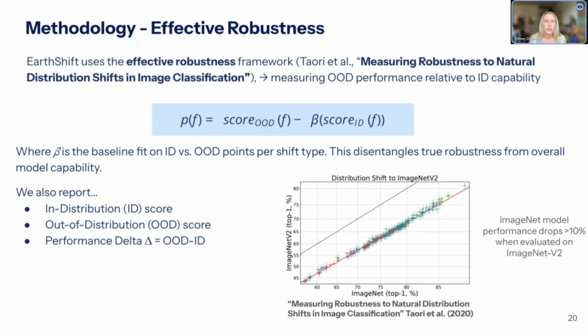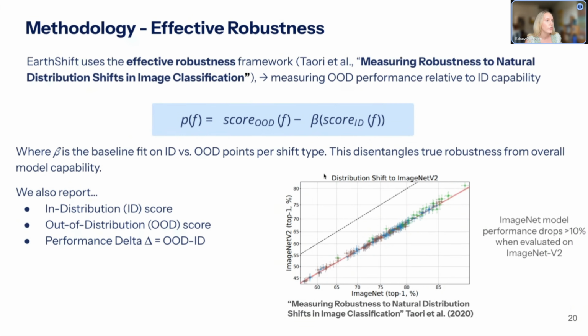Okay, and then before jumping into the results, I want to first discuss how we actually quantify robustness of these models. And we do that through a methodology called effective robustness. This is from the Measuring Robustness to Natural Distribution Shifts in Image Classification paper, where they looked at the ImageNet V1 to V2 performance drop, and they saw that ImageNet models drop greater than 10% when evaluated on ImageNet V2, which was quite surprising since visually they look quite the same to the human eye. So EarthShift uses the effective robustness framework so that we can measure OOD performance relative to in-distribution performance capability.